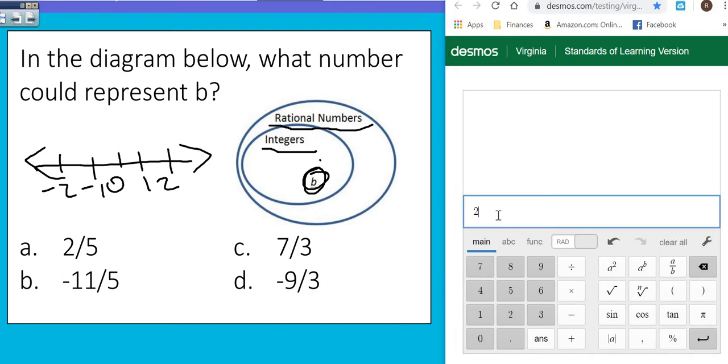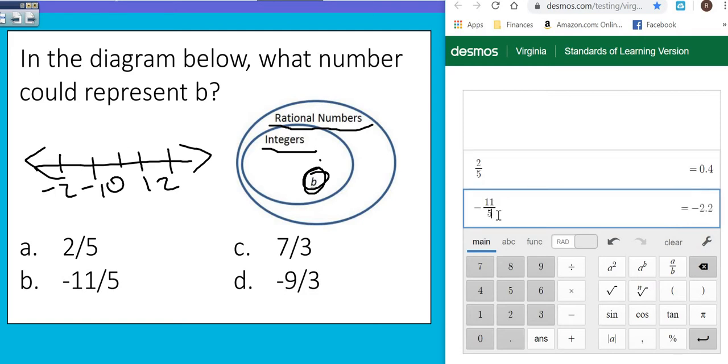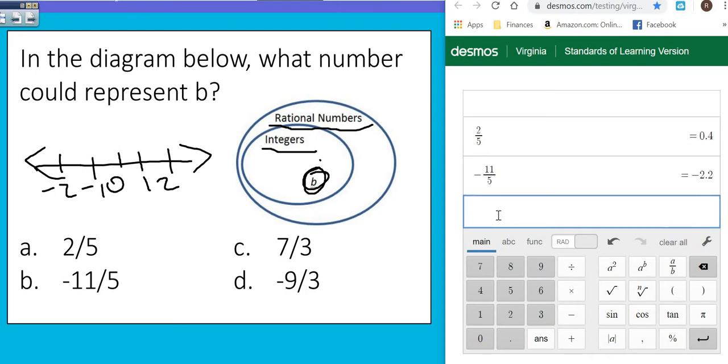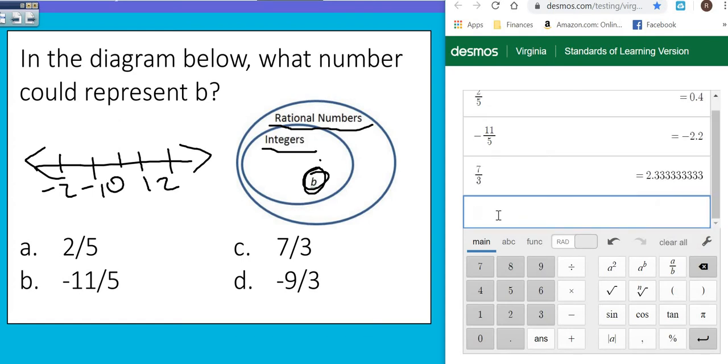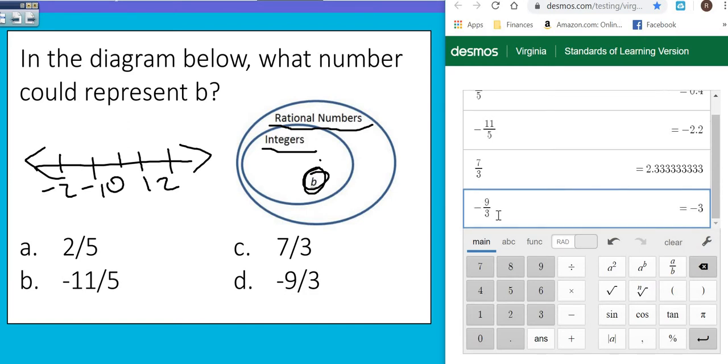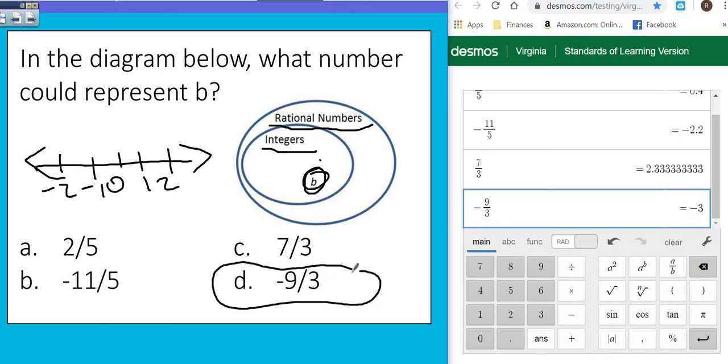So we're going to start with 2/5. 2 divided by 5. Oh, that's a decimal. We have no decimals on an integer number line. Let's look at B. We've got -11 divided by 5. Again, a decimal. That's not going to work for us. And C, we've got 7 divided by 3, which is a repeating decimal. Not going to work. So let's try -9 divided by 3, and that gives us -3, which would absolutely be on a perfect integer number line.